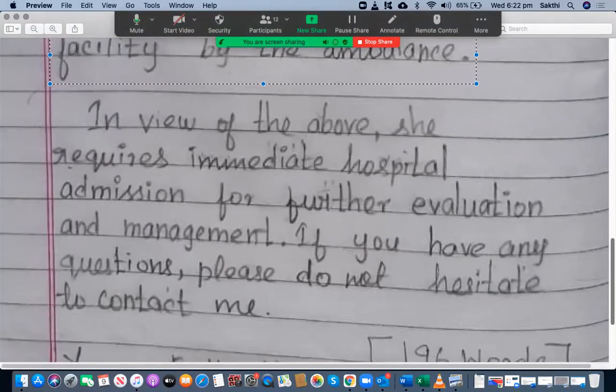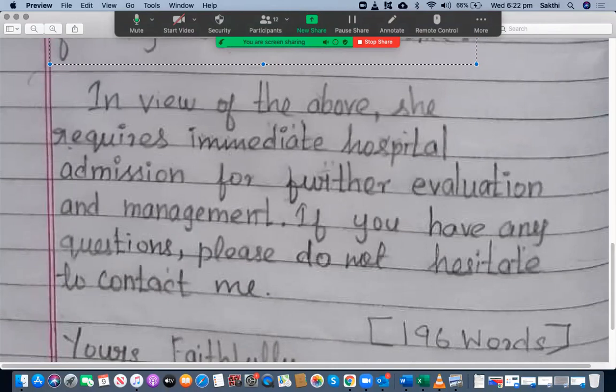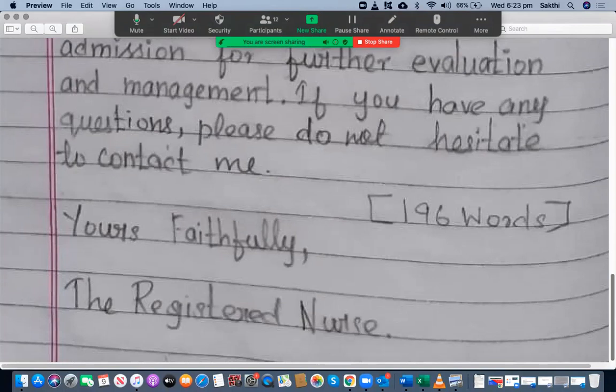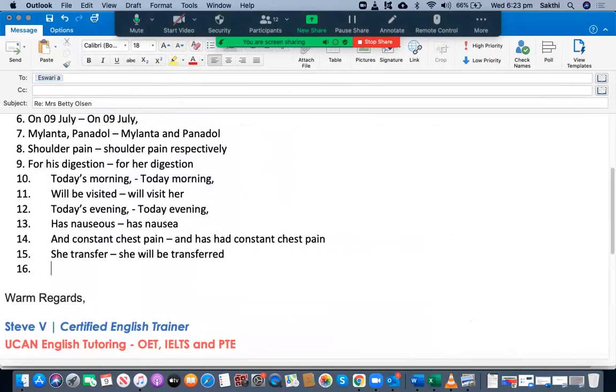In view of the above, she requires immediate hospital admission for further evaluation and management. If you have any questions, please do not hesitate to contact me. Yours faithfully, and then the registered nurse. Okay, good. 196 words is not that bad, but it's better to write down fewer words and convey the information more effectively.